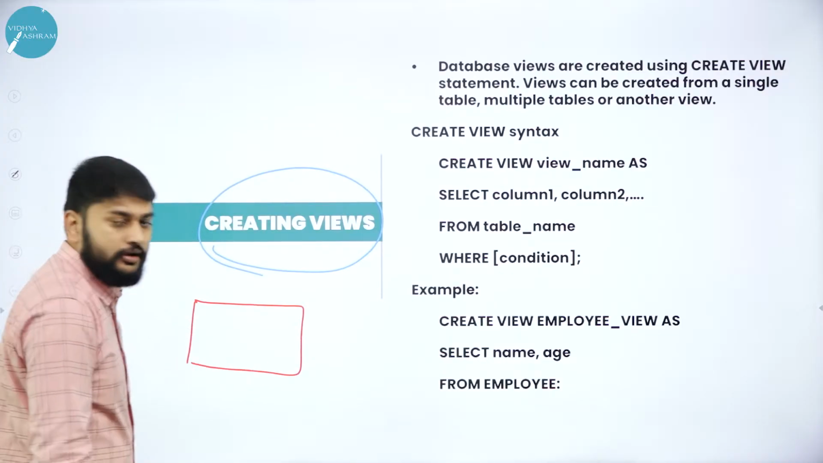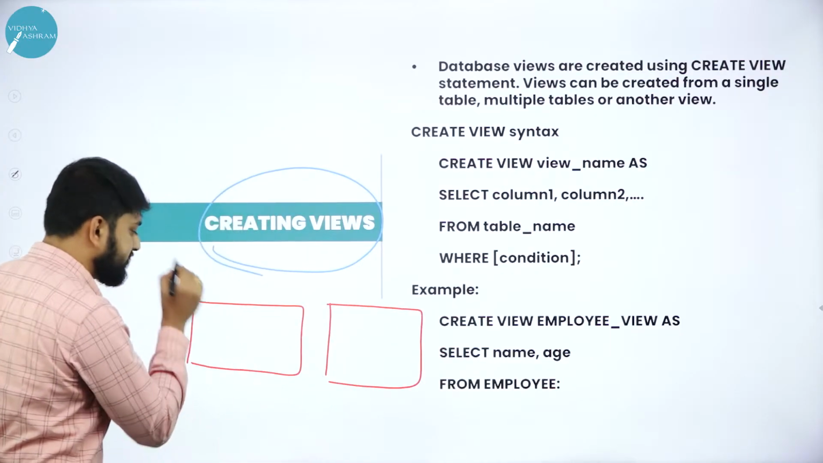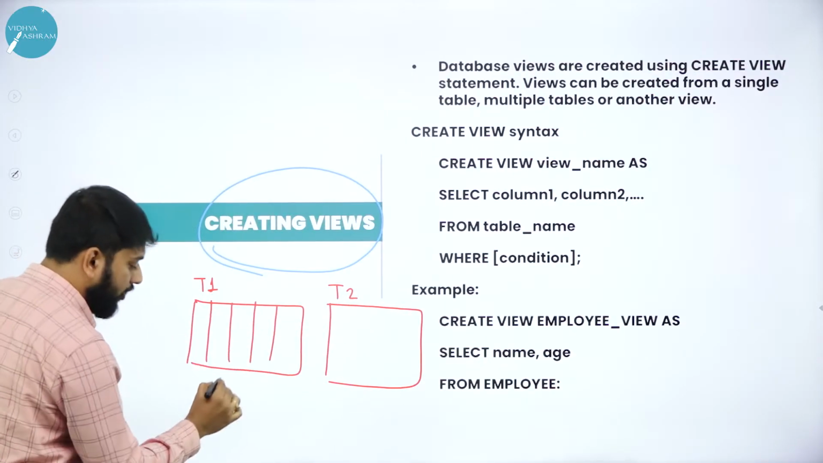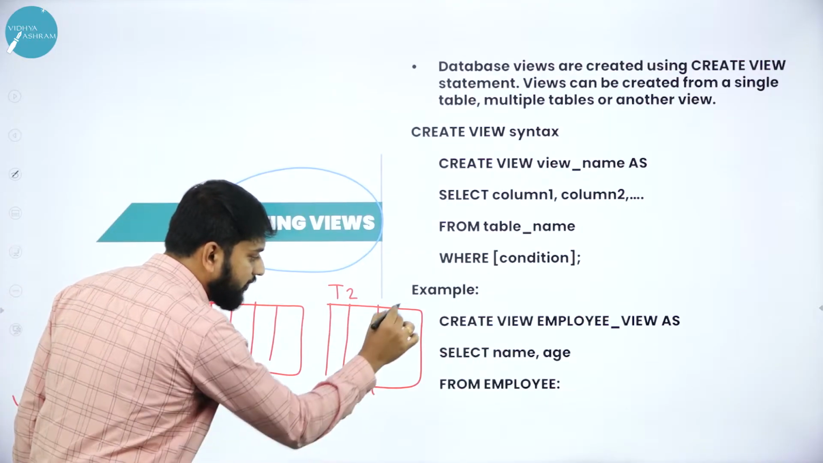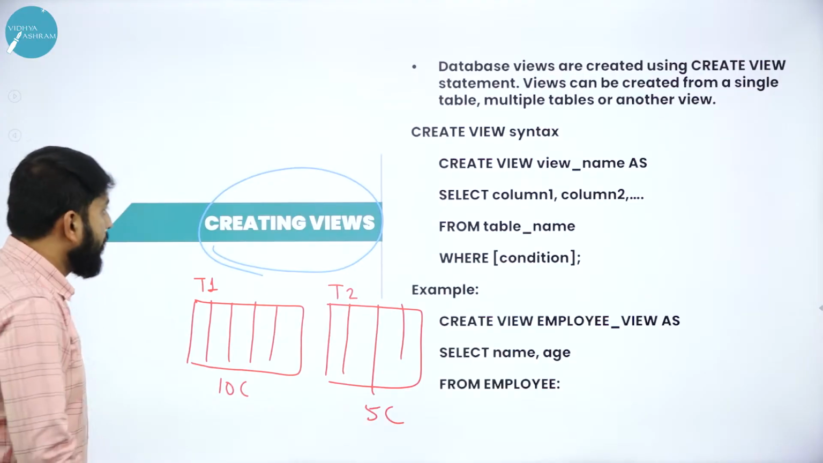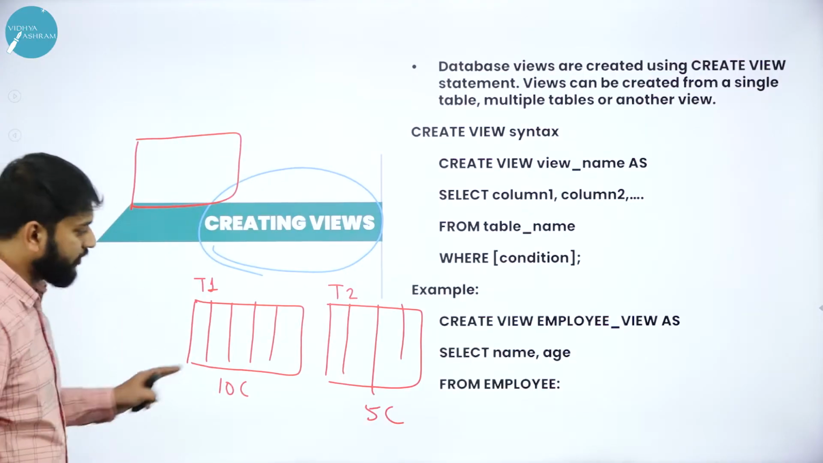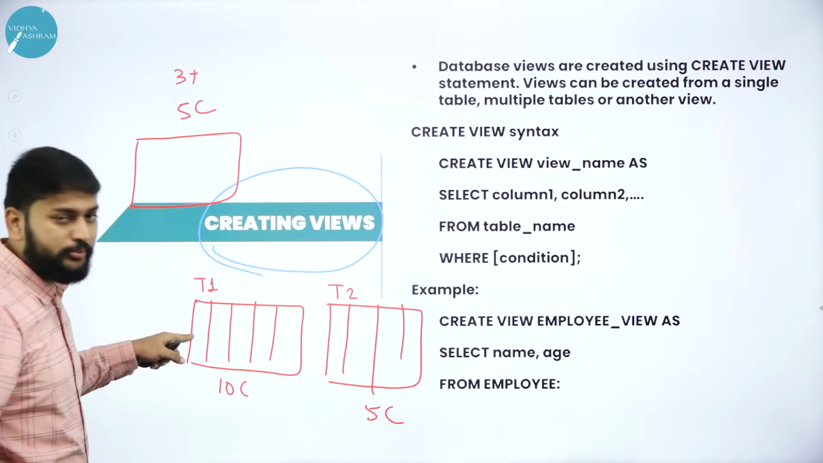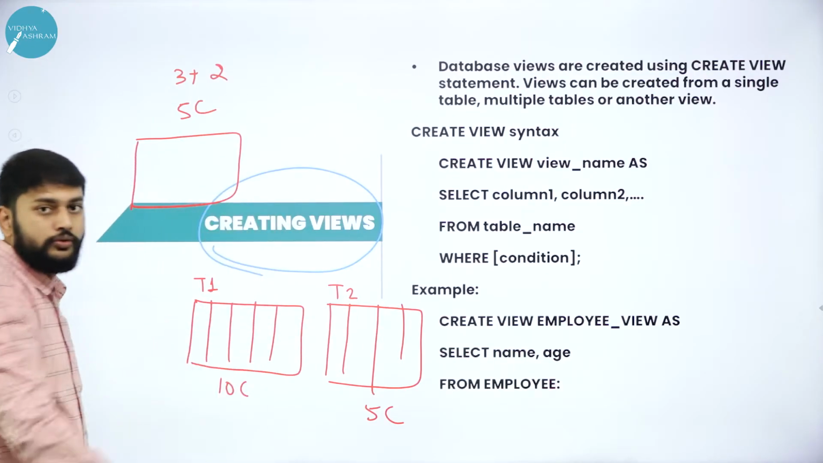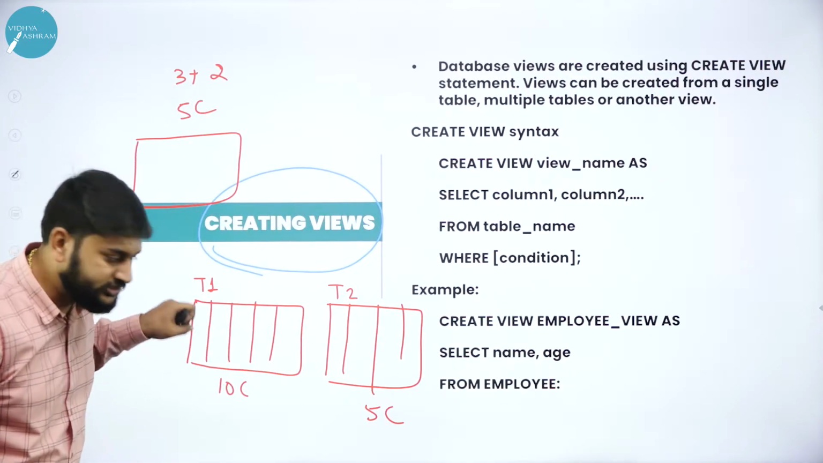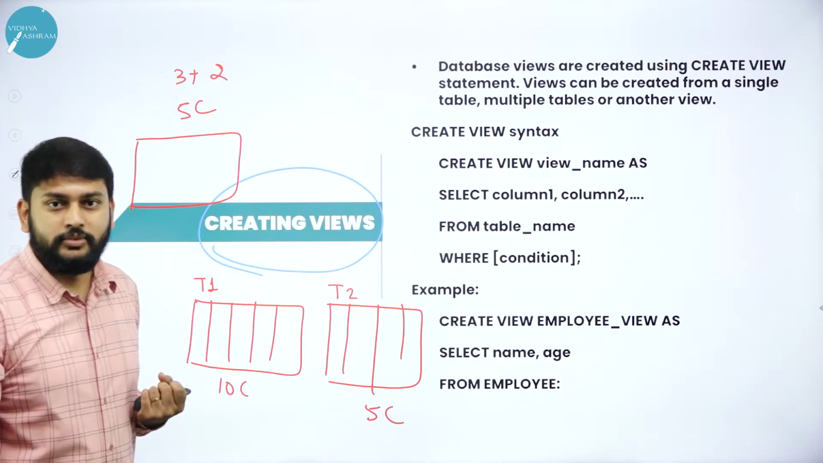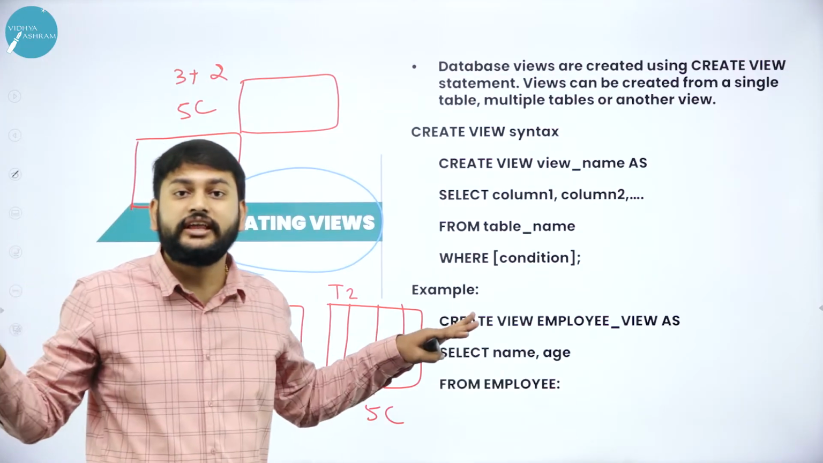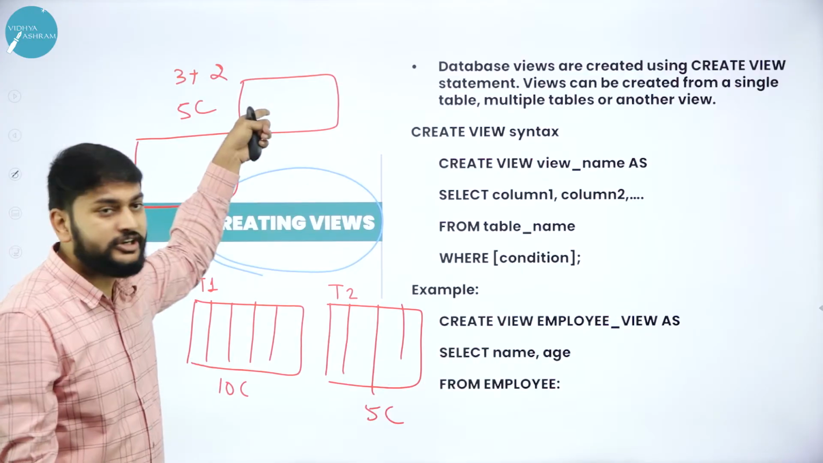I have one table. I have another table. This is table 1, this is table 2. In this table I have, imagine, 10 columns. In this table I have 5 columns. But I want the resultant from these two tables to have only 5 columns: 3 columns from table 1, 2 columns from table 2. So I'll take 3 columns from this table and 2 columns from this table, and I will create one more table. This is a virtual table. This is not a physical table. You cannot do any operations on this.